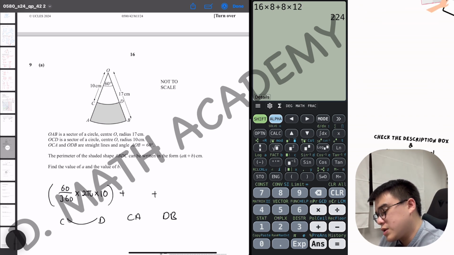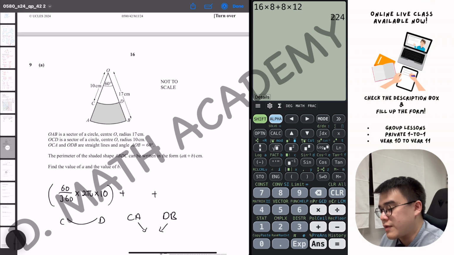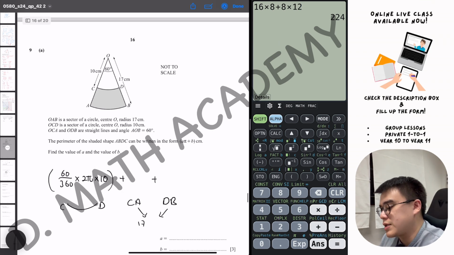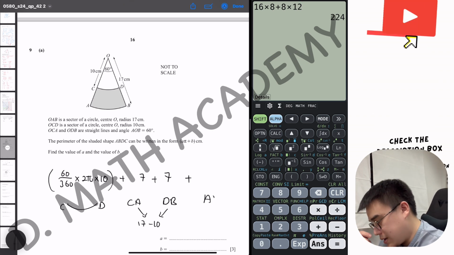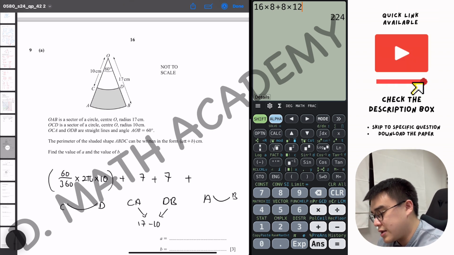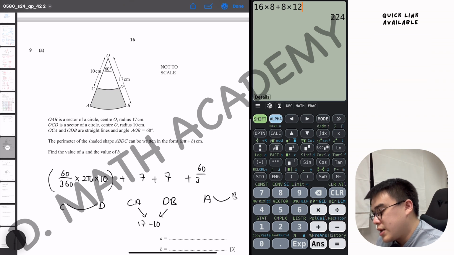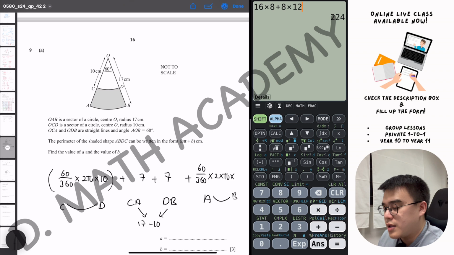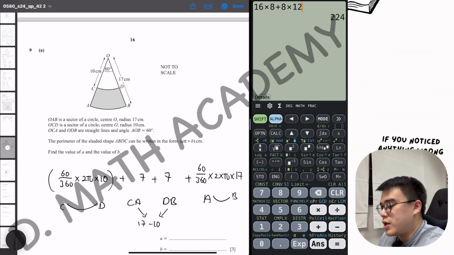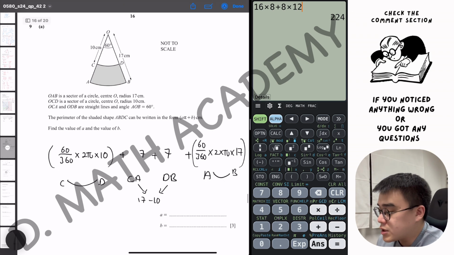So these two are worked out by having 17 minus 10, which is basically 7 each. And we have one last thing, which is AB here. AB is again 60 over 360 times 2 times pi times 17. Okay, so work it out. We should be able to get the answer.